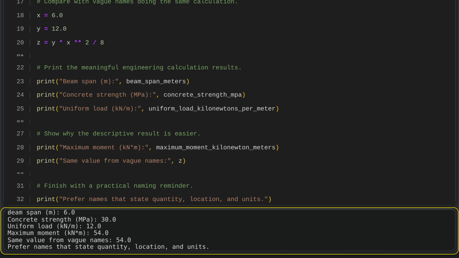This script shows why meaningful variable names matter in engineering calculations. It computes the maximum moment for a beam by using clear names for values such as beam span, concrete strength, and uniform load, then compares this with the same calculation using vague names. The example highlights that descriptive names make the purpose, quantity, location, and units of each value easier to understand.